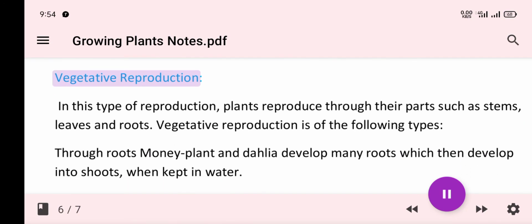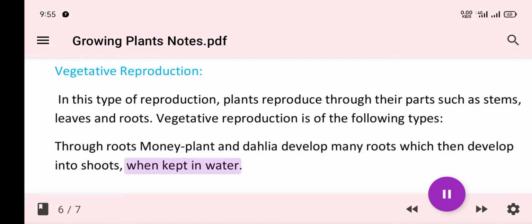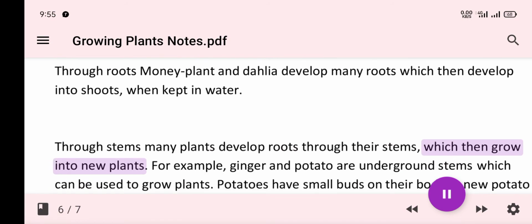Vegetative reproduction. In this type of reproduction, plants reproduce through their parts such as stems, leaves, and roots. Vegetative reproduction is of the following types. Through roots, money plant and dahlia develop many roots which then develop into shoots when kept in water. Through stems, many plants develop roots through their stems, which then grow into new plants.